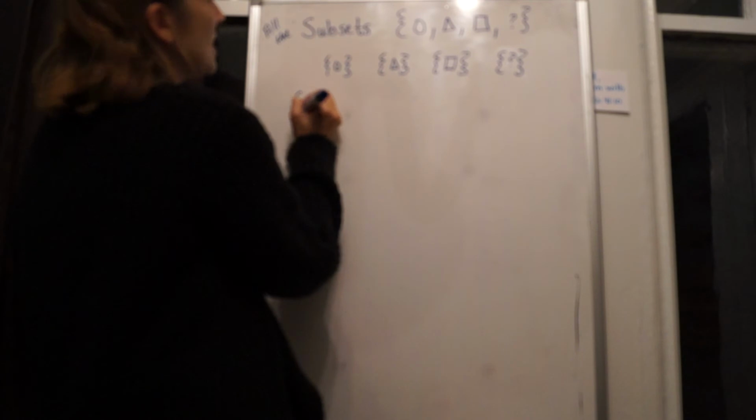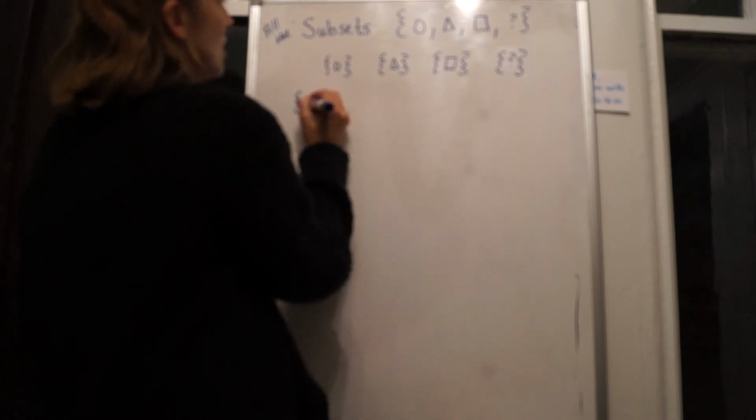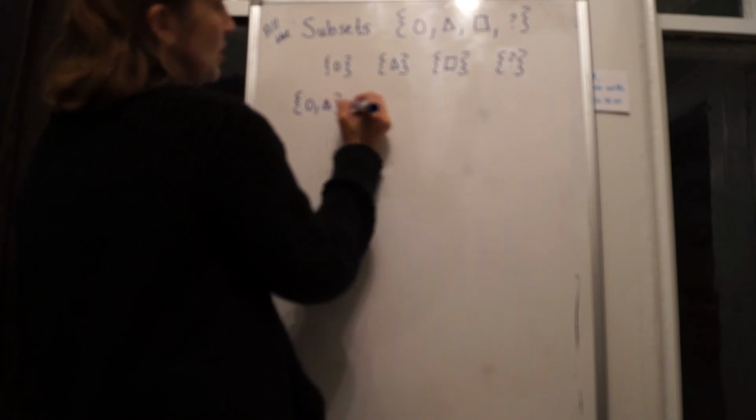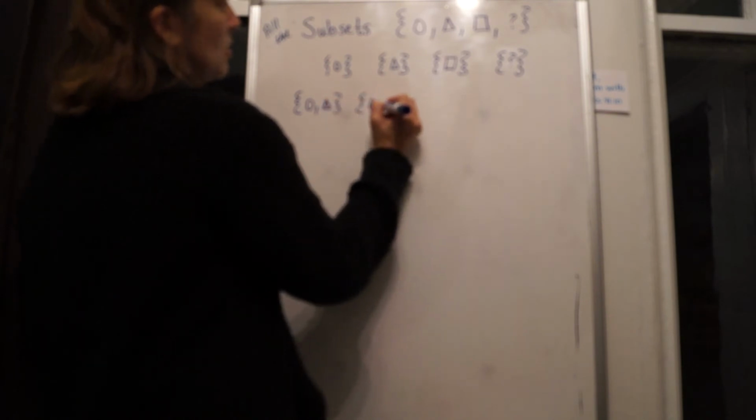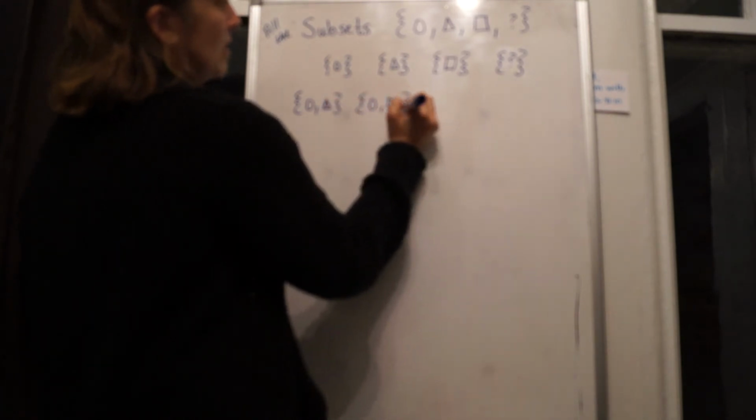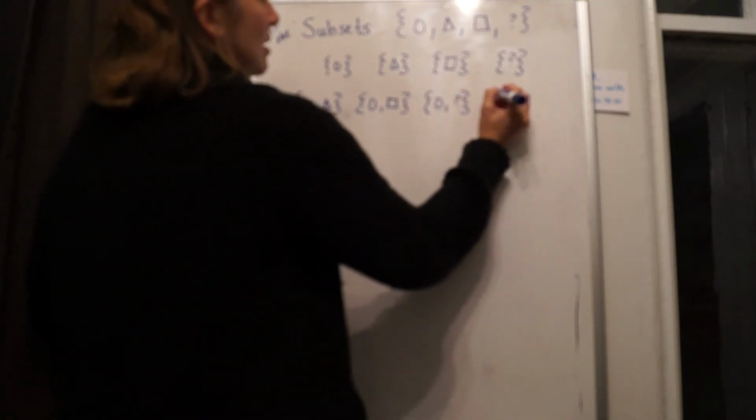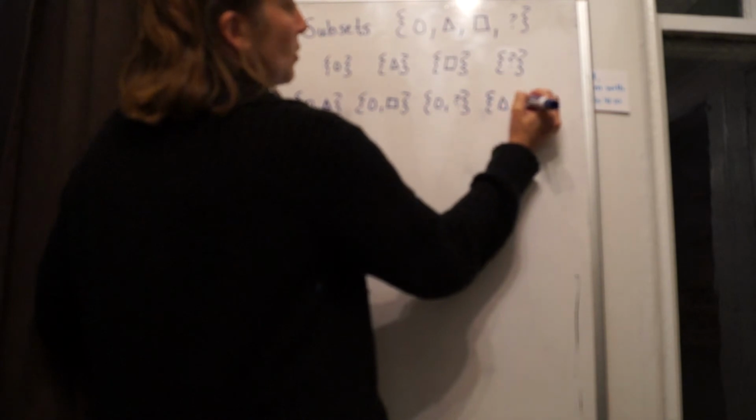Now we list all the ones that have 2 elements. So we do all the possible combinations of 2 things. So circle and triangle, circle and square, circle and question mark. Triangle and square.